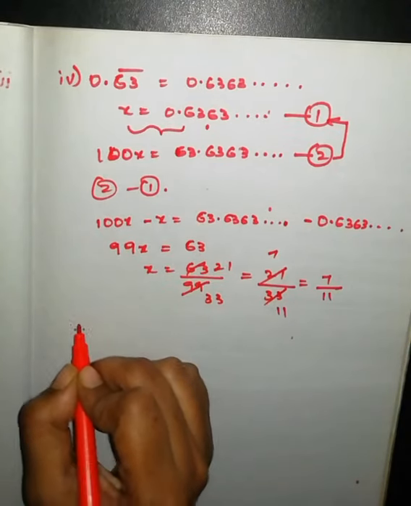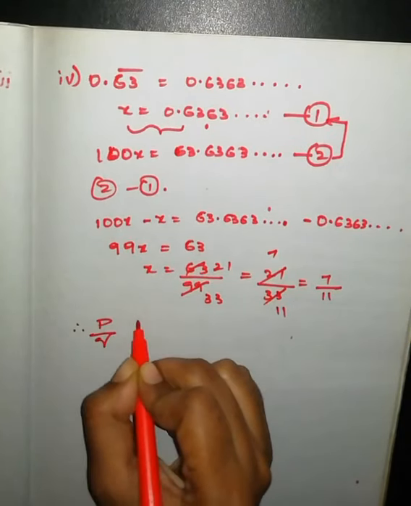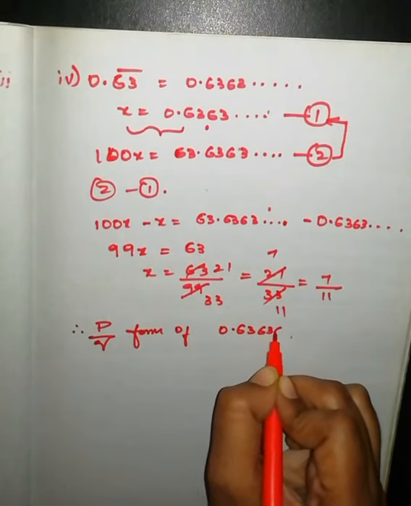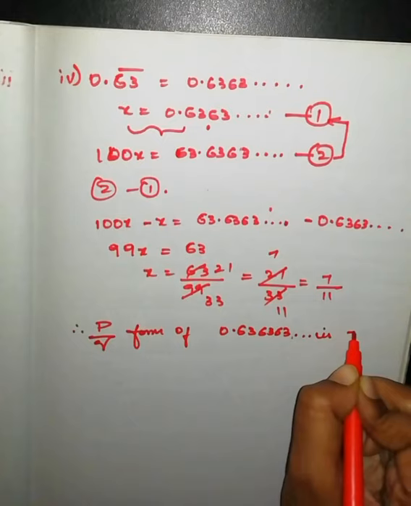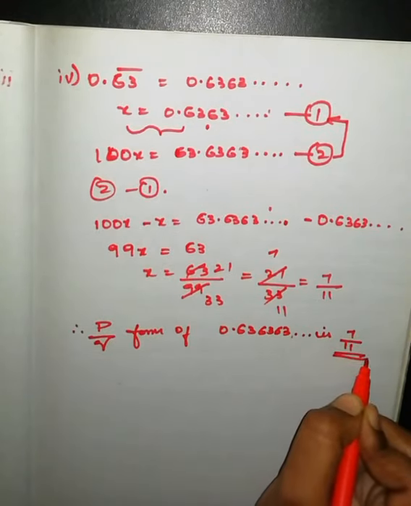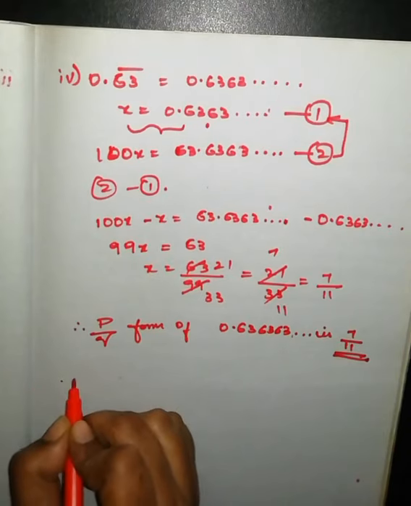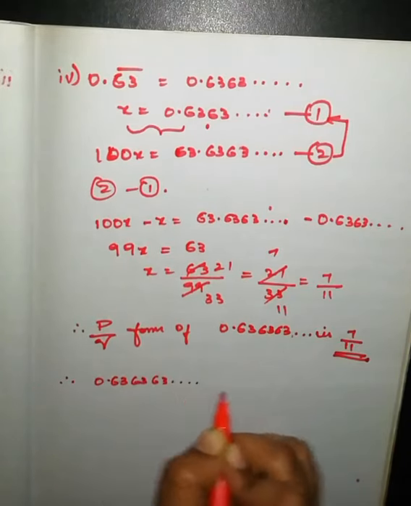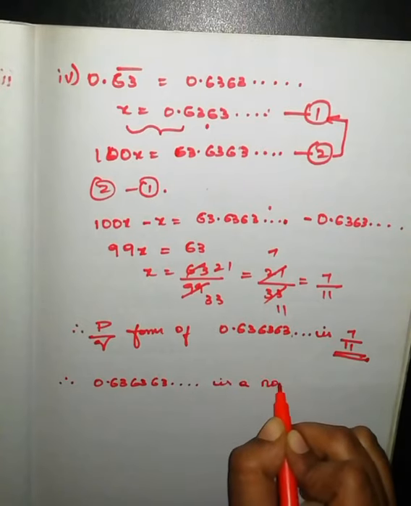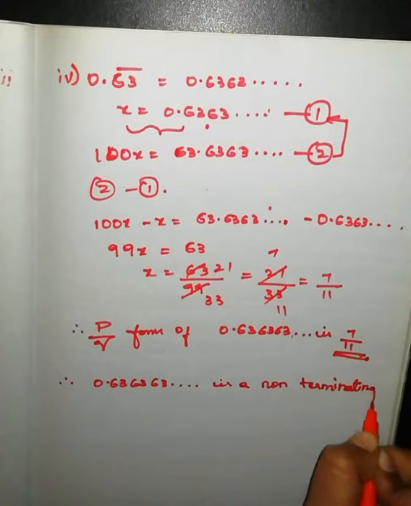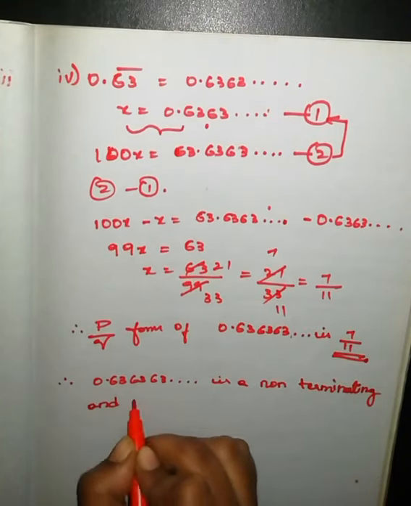Therefore, the p by q form of 0.636363 and so on is 7 by 11. And the denominator is not in the form of 2 power n into 5 power m. Therefore 0.636363 and so on is a non-terminating and repeating decimal.